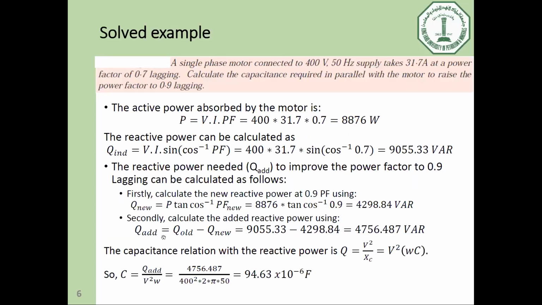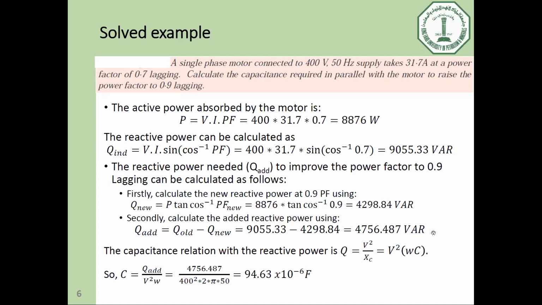So we can say add a new Q equal to P, which is the same active power, multiplied by tan of cosine inverse 0.9, which is the new power factor. So now this is the value of reactive power taken from the supply after compensation. So the reactive power that should be obtained from the capacitor should be the difference between these two values, 4298 and 9055. So the amount of added reactive power will be the difference, which is 4756 vars.